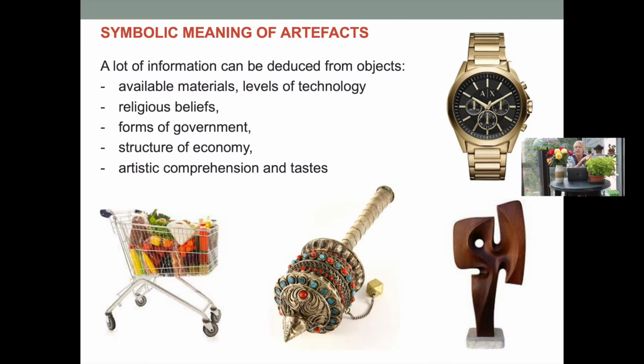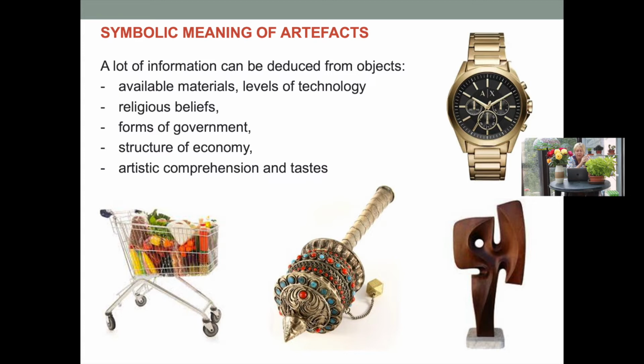The materials, the level of technology necessary to produce those objects. Sometimes more abstract things like religious beliefs of the people that produced it. Very often, if you look at cult objects from distant cultures, you know these are cult objects. So they tell you something about the religious beliefs of the people that produced it. Forms of government, the structure of economy, artistic comprehension and taste.